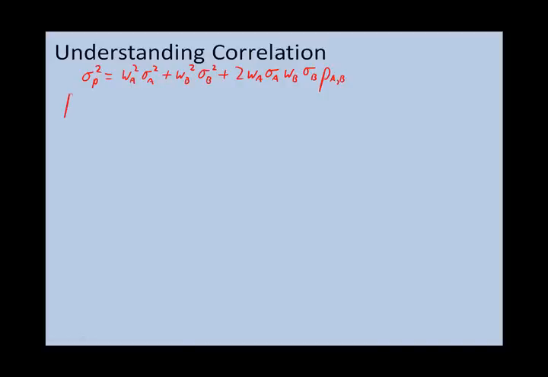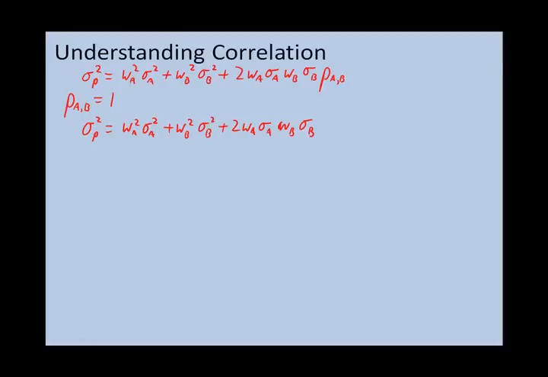Now suppose rho AB equals 1. In other words, the two stocks A and B are perfectly positively correlated. We can rewrite our formula. Portfolio variance is equal to WA squared sigma A squared plus WB squared sigma B squared plus 2 WA sigma A WB sigma B. The rho AB drops out because it's equal to 1.